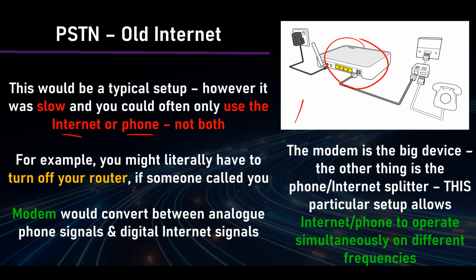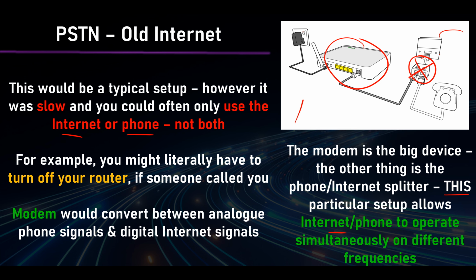And the other thing, where's the pen? Okay, here we go. This one, where the cables are plugging into, is going to be the phone and internet splitter. This setup allows the internet and phone to operate simultaneously, using different frequencies.